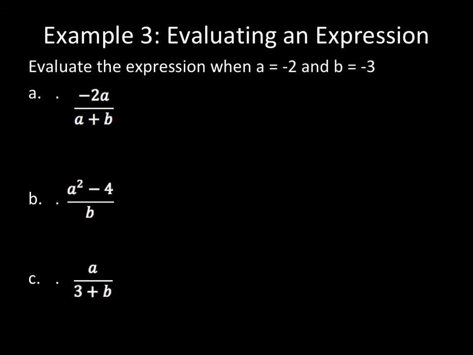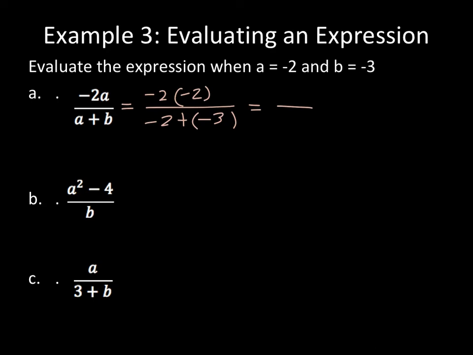Example 3, evaluating an expression. We're evaluating the expressions when a is -2 and b is -3. The first thing I need to do whenever evaluating a variable expression is substitute. So this is equal to -2 times -2, which is a, over -2 plus -3. From here, I'll use PEMDAS to simplify. Whenever I have a division line in the middle, that's its own grouping symbol, pretty much. So I'll do whatever's on the top and whatever's on the bottom, and then simplify from there.